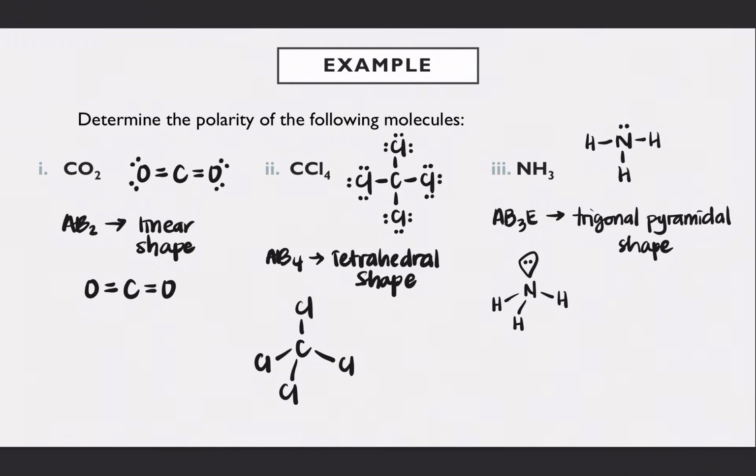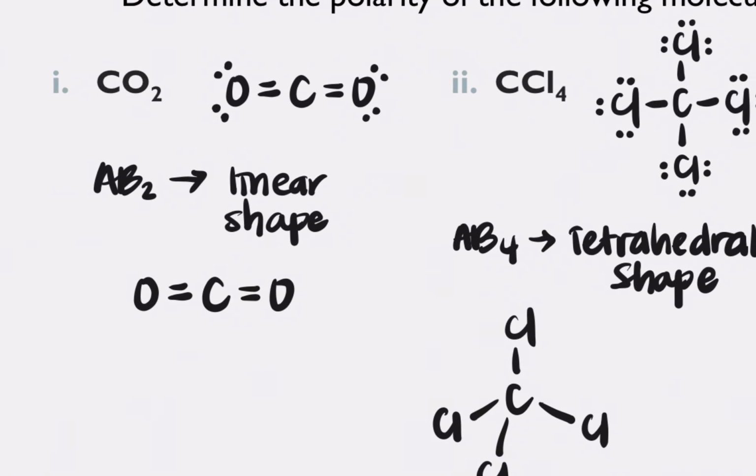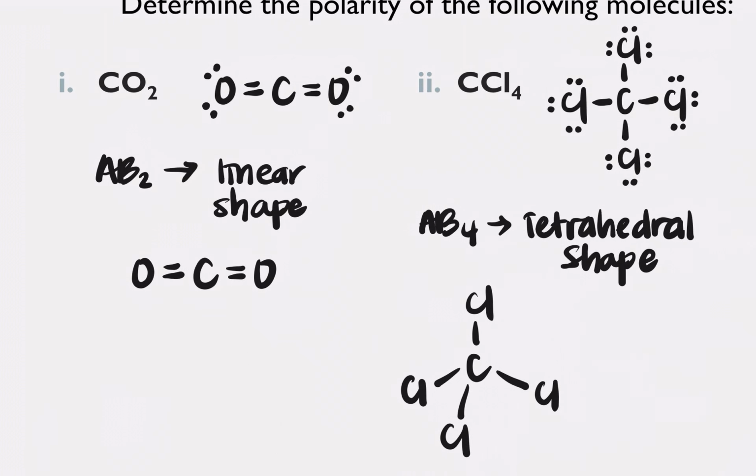Okay, the question asks you to determine the polarity of the following molecules. So the first question is CO2. So let's look at CO2. Okay, so here we have our carbon dioxide molecule. So first we're going to draw out the Lewis structure. So once you have the Lewis structure, you are going to determine the class of molecule.